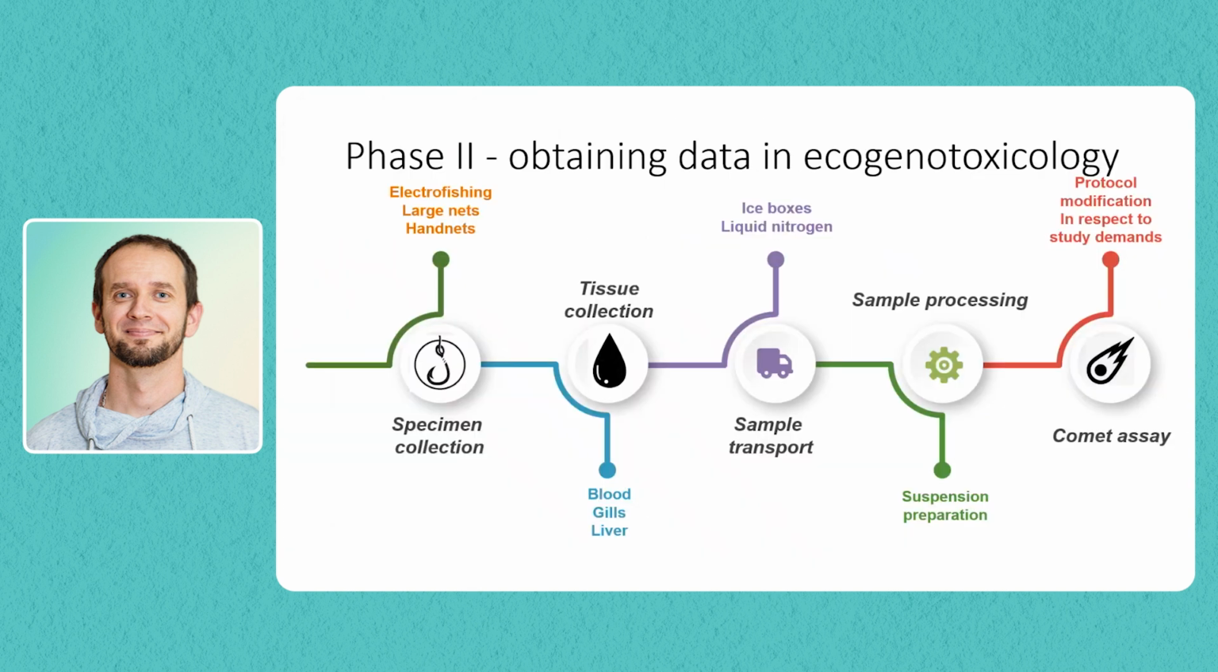So when you have decided which animal you will do your experiment on and whether you will do it as active or passive biomonitoring, then you can actually start with obtaining data in ecogenotoxicology. If you're talking about, again, passive monitoring, we have to think about specimen collection, then the tissue collection, then how to transport the samples to the laboratory, how to prepare suspension, and how to do Comet Assay.